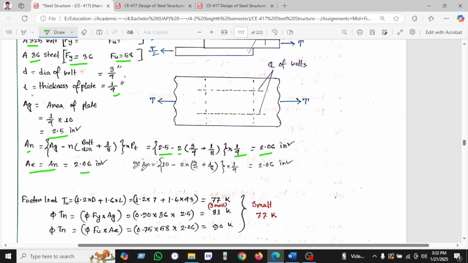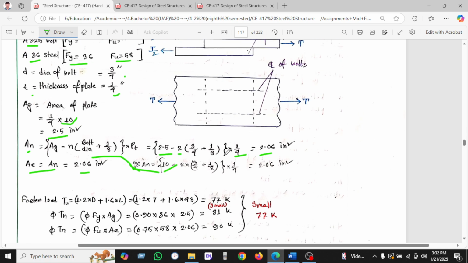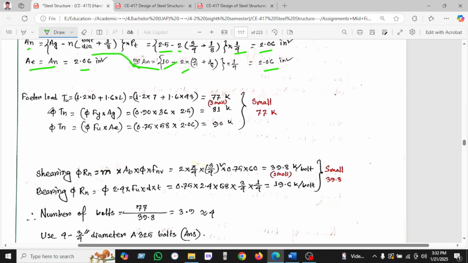Or we can calculate by another method, with W equal to 10. The plate is given as 10, minus 2 bolts in this way, and found 2.04. For the load factor we know 1.2 dead load plus 1.6 live load, and found 77 kip. Phi Tn equal to phi Fy into Ag found 81, and phi Fu into Ae found 90. So the smaller value we are taking is 77.